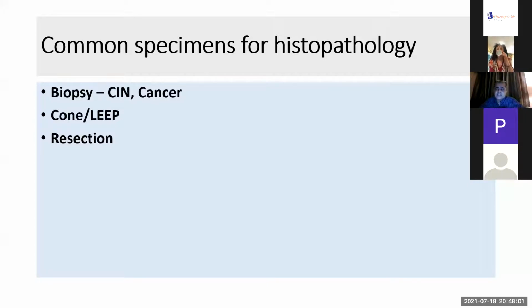One must understand that a resection specimen means a radical hysterectomy specimen in carcinoma cervix, and that arrives at the pathologist's table only in early stage cancer of the cervix. That is stage 1A and stage 1B1 maximum. Beyond that, generally, cervical cancers are treated by radiation therapy.